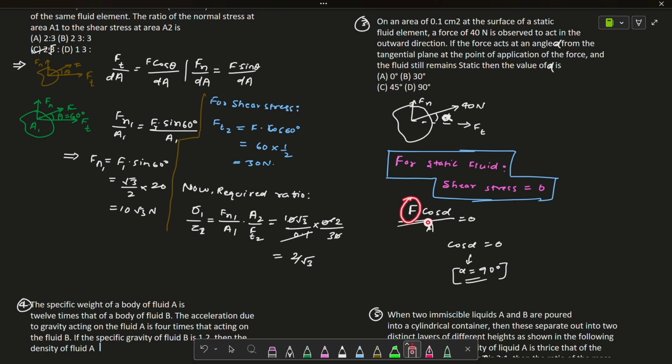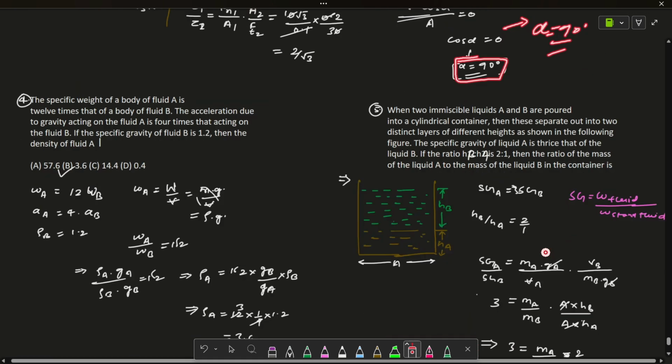We know that F is not 0, A is not 0. So for that, cos alpha should be equal to 0, right? This is the only condition that we can satisfy here. For that, alpha is equal to 90 degrees, it will be 0, right? Cos 90 is 0, so alpha as 90 degrees is our answer, right? Okay.